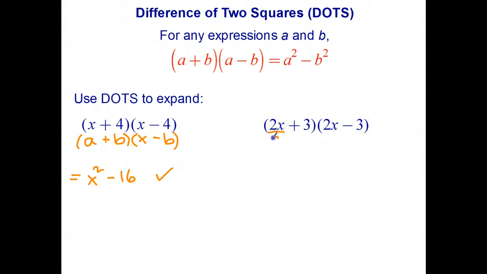This one's slightly harder, but not too much harder. There's a, there's b, there's a, there's b. So that fits the pattern, a plus b times a take b. So I'll do this one in 2 steps. That's going to be a squared minus b squared, since a is 2x and b is 3. And 2x all squared simplifies to 4x squared, and 3 squared is 9. So there's the expanded form. And with a little bit of practice, you can leave out that middle step, do it in your head, and write the answer just in one step.